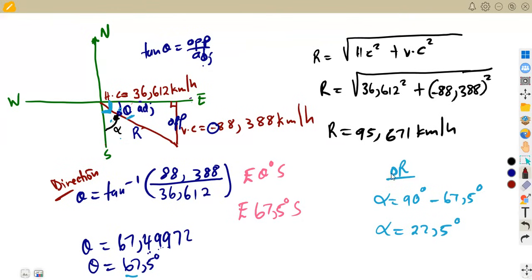If you were to refer to it in terms of alpha, it is going to be south alpha degrees to the east. So we are going to have this as 22,5 degrees going to the east. Now we are moving from the south to the east. So it's going to be 22,5 degrees to the east in this case. All right, so that is how we can present these.